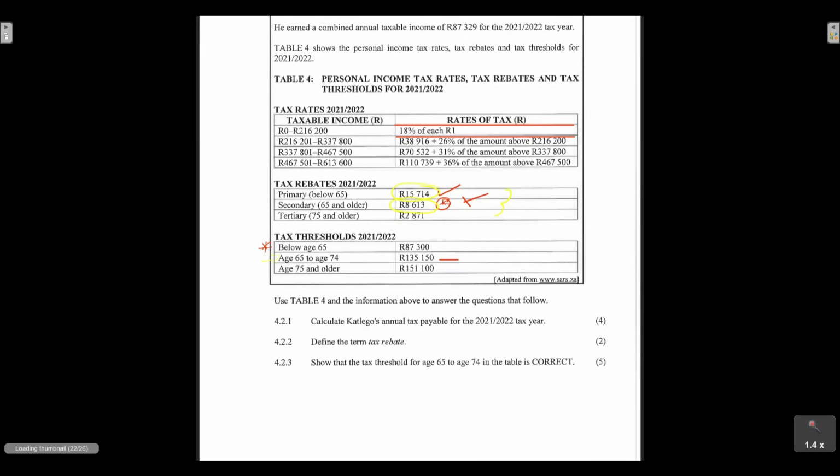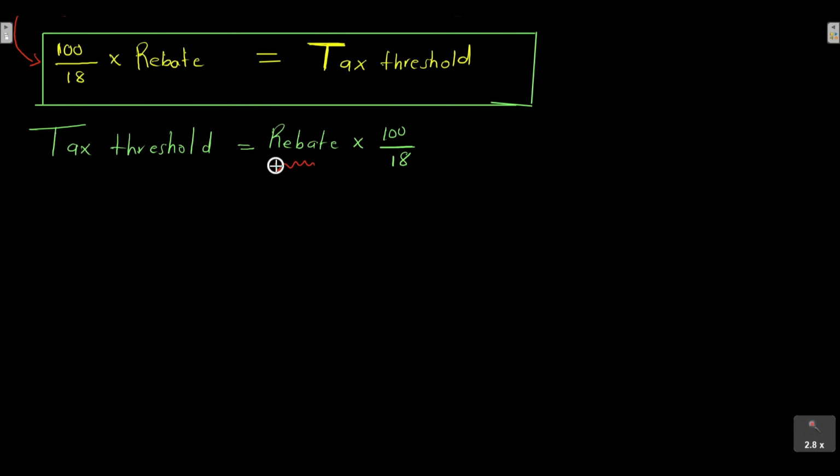Now they asked us, how is this tax threshold of 135,150 obtained? That is what we're trying to prove. What is going to help us get to that? We already know that this tax threshold is for people from the ages of 65 to 74. When we substitute the rebates into our equation, we want to focus on the secondary as well as the primary rebates, because people between the ages of 65 and 74 qualify for a tax rebate of the secondary and the primary. In this case, we want to determine what the rebate is.